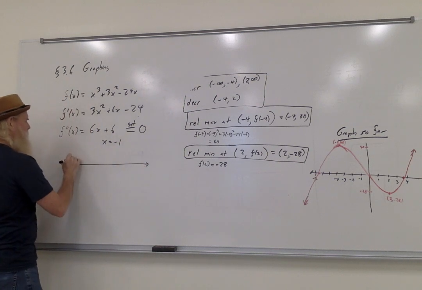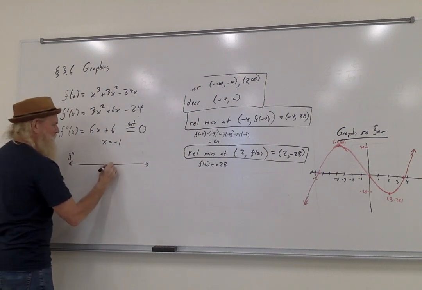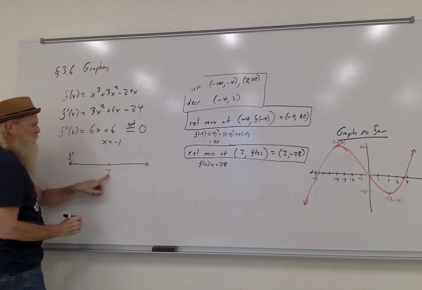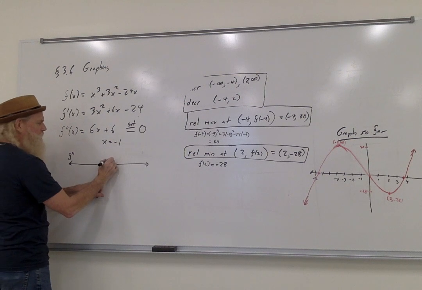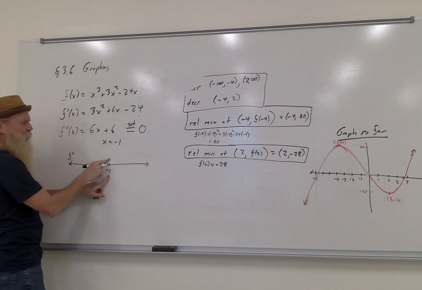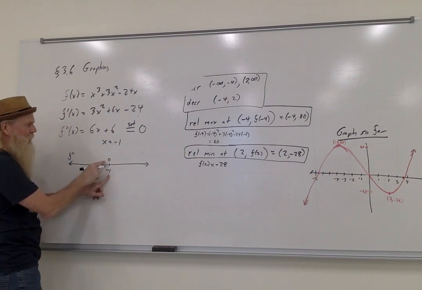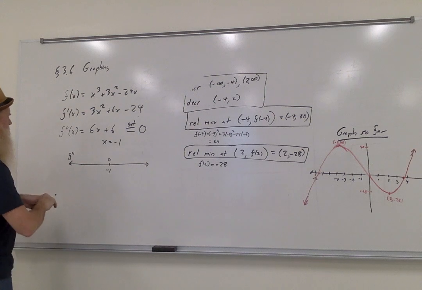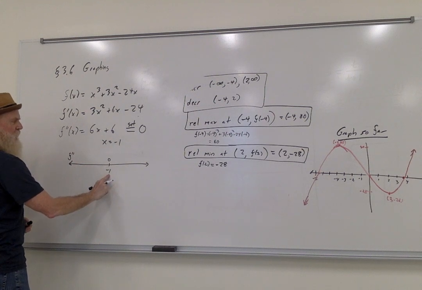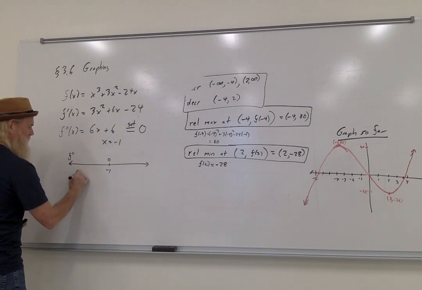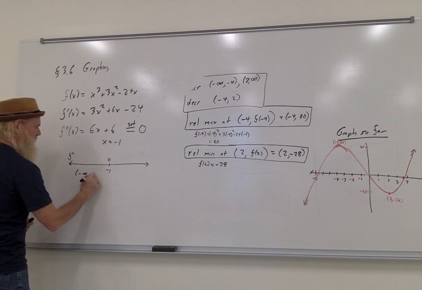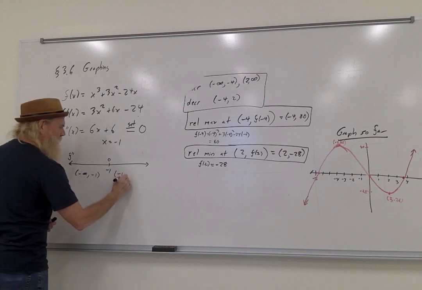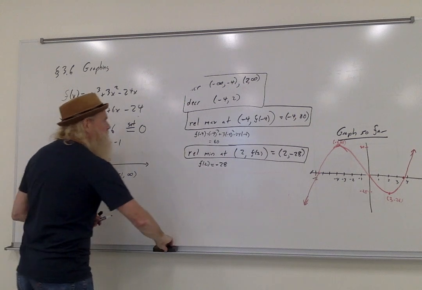So now let's draw a number line for the second derivative. The only point of interest is x equals negative 1. And at that point, the second derivative equals 0. So I'll indicate that by putting a 0 on the number line. The negative 1 breaks the number line into 2 pieces, from negative infinity to negative 1, and from negative 1 to infinity.